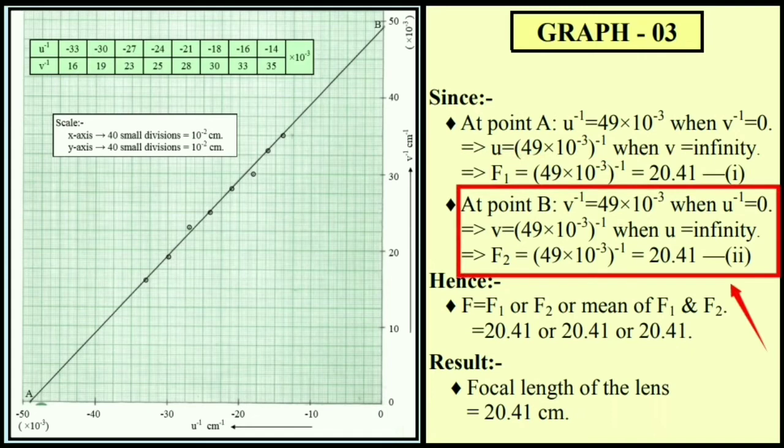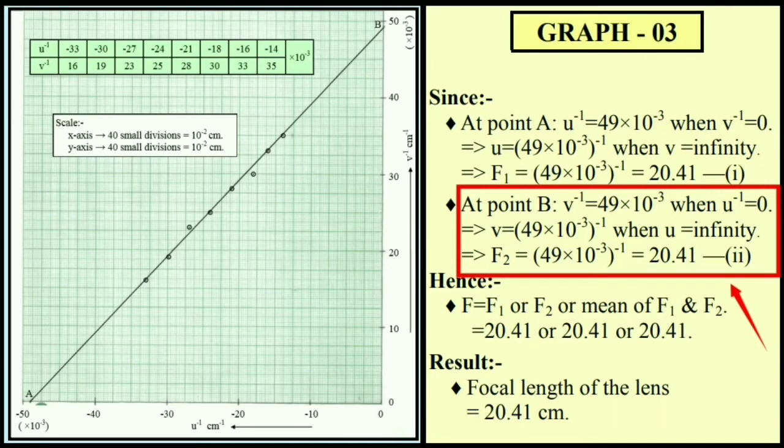And the same calculation we can do at point B, that is 1 by v is equal to 49 into 10 to the power minus 3 when 1 by u is equal to 0. Because the point B is on y-axis, hence in y-axis the value of x is 0. That implies v is equal to 1 divided by 49 into 10 to the power minus 3 when u is equal to infinity. It says when the object is at infinity, then the image is at f.